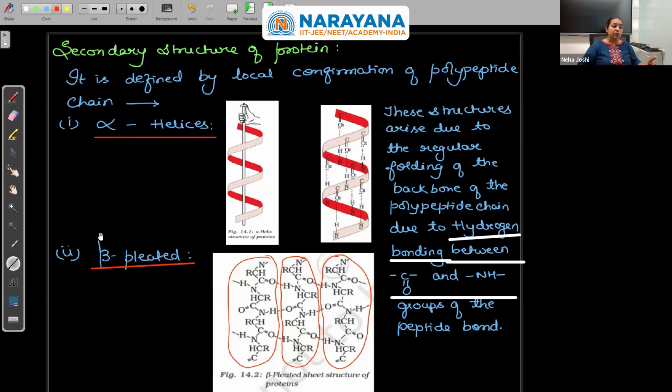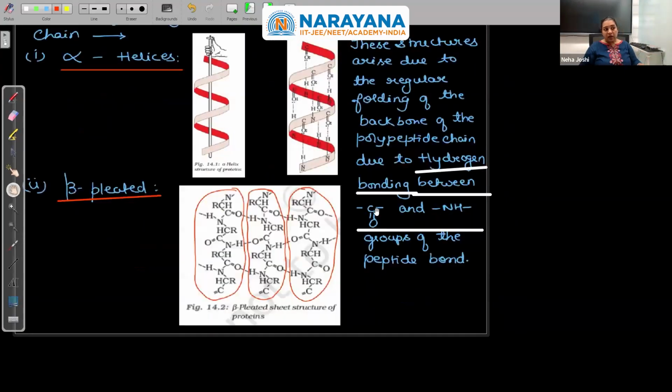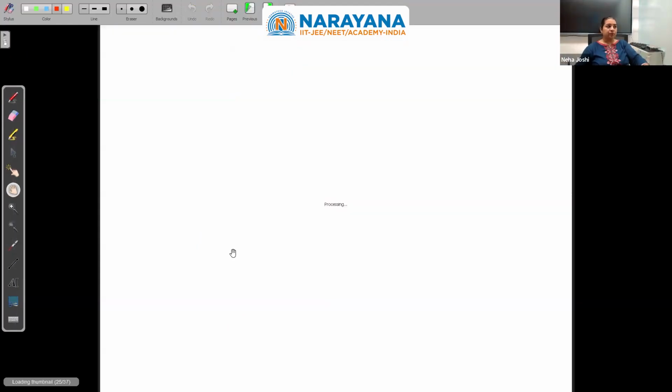But what is responsible for secondary structure? Hydrogen bonding between the carbonyl and NH groups of the peptide. These are the backbone of the structure. That is how they keep them intact. Otherwise, the structure would be like a spring. This beta is a zigzag pleat, and one layer is hydrogen bonded to another, and then a third, so it is a layered structure which is created.